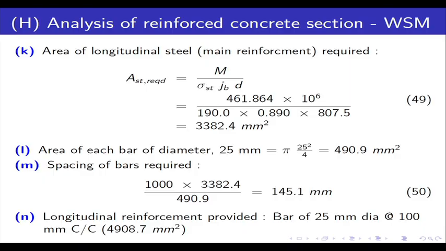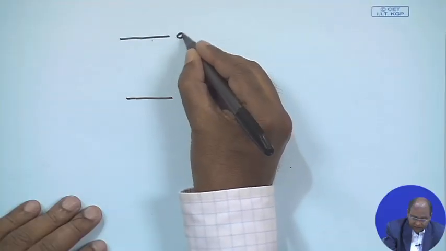Coming to this particular one here, we have got this 3382.4, that is our requirement, and then we are providing 25 millimeter. So, we can get 25 millimeter diameter at 100 millimeter center to center. Why we shall go for it, I have told earlier also, once more let me repeat, that whatever moment is required, then concrete should be at the top.